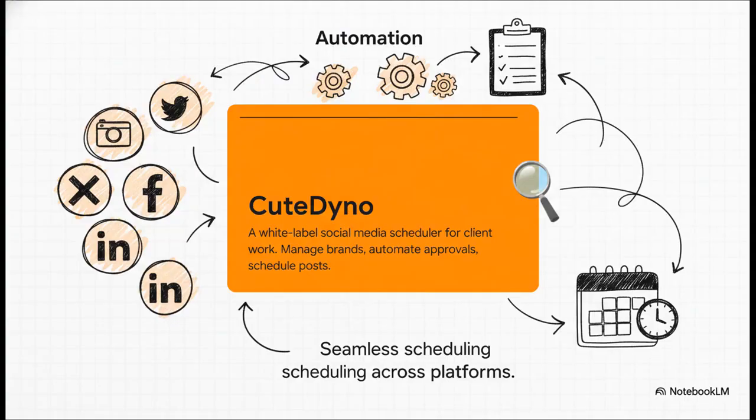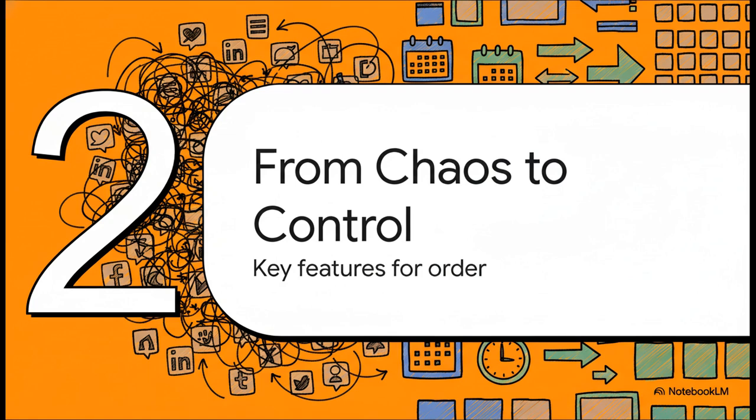So what is CuteDyno, really? Well, at its core, it's a white label social media scheduler, and that white label part is key. It means you can put your own branding on it for your clients. It was designed from day one for client work to help you manage all those different brands, finally automate approvals, and schedule your content everywhere seamlessly. So how does it actually take you from that feeling of chaos to a feeling of complete control? Let's break down the key features that promise to bring some serious, much-needed order to your daily grind.